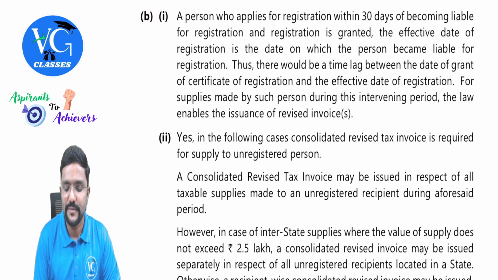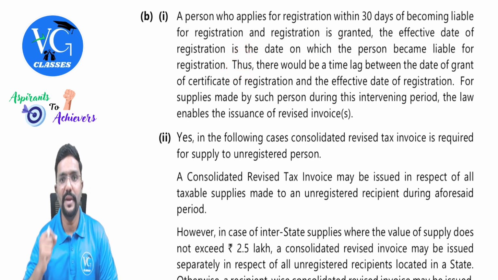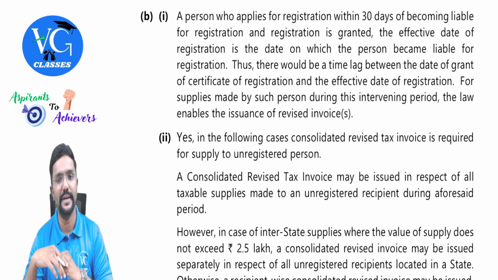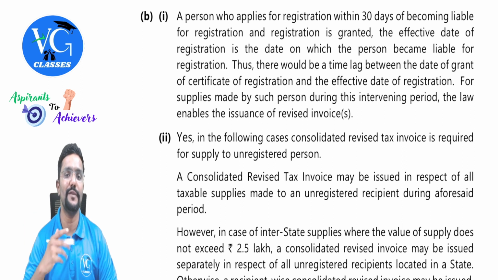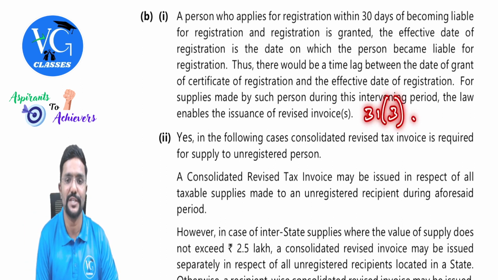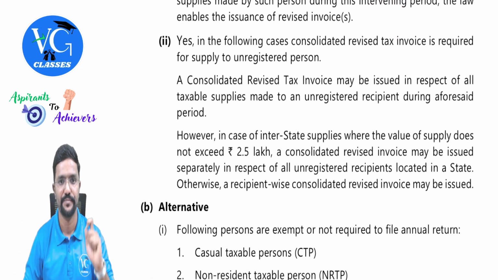A person who applies for registration within 30 days of becoming liable for registration and registration is granted, the effective date of registration is the date on which they become liable for registration. Thus, there would be a time lag between the date of grant of registration and the effective date of registration for the supplies made by such person during this intervening period. The law enables the issuance of revised tax invoice. So better to write section 31 subsection 3, guys. They are not mentioned here, but if you know it, it is better to write.